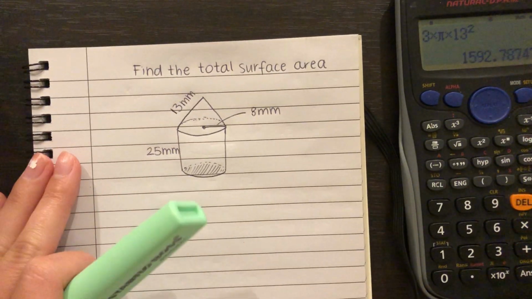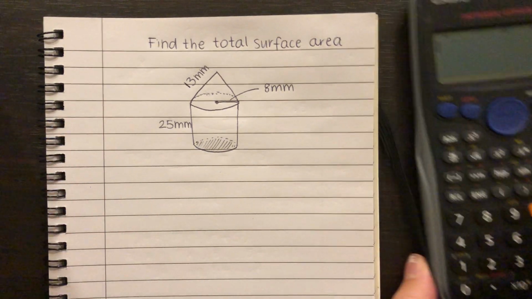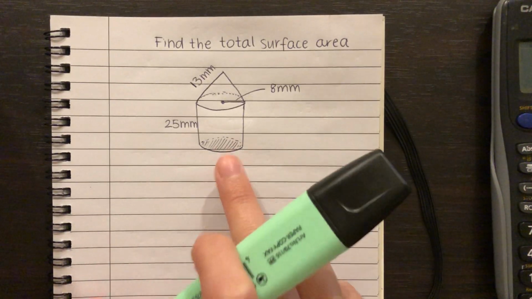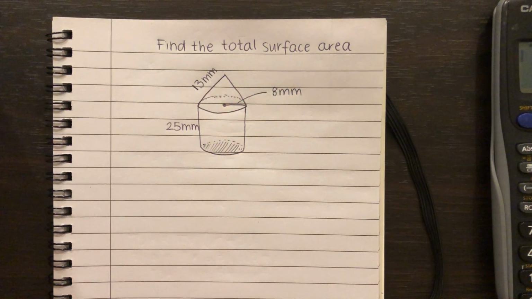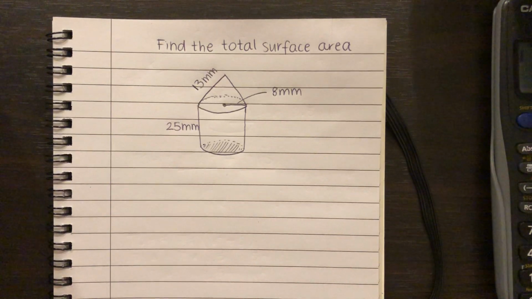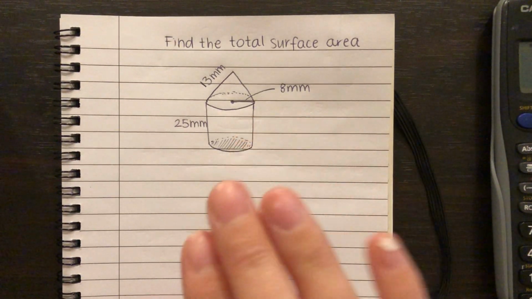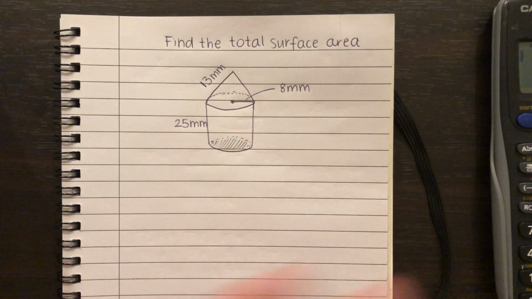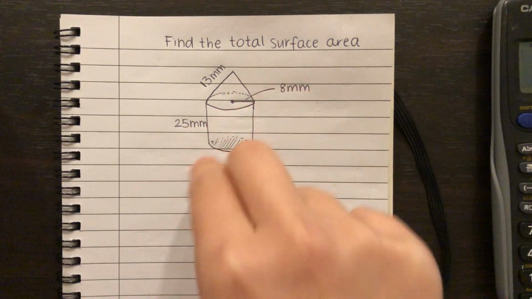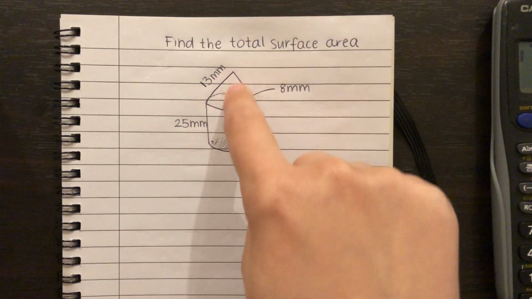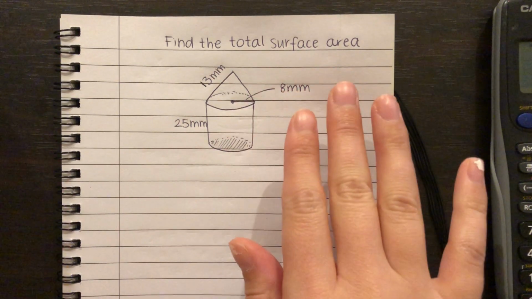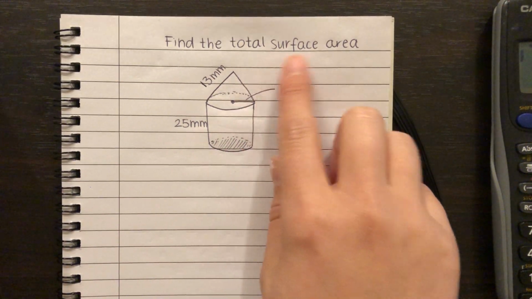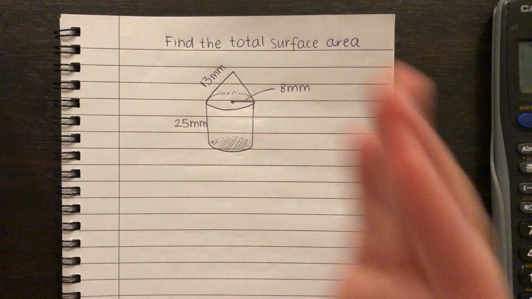Now, the second example that I'm going to show you is calculating the total surface area of a cylinder that has a cone stuck on top of it. Now, remember, when we calculate total surface area, we're finding the area of the outside faces of the shape. So anything that's inside this 3D shape, anything on the inside of it, it doesn't count, okay? Because total surface area means the outside.